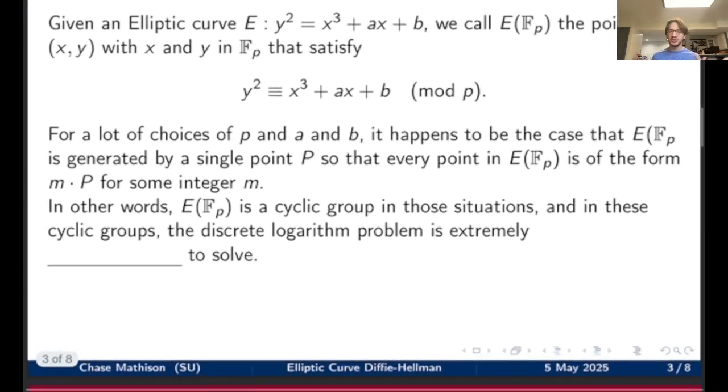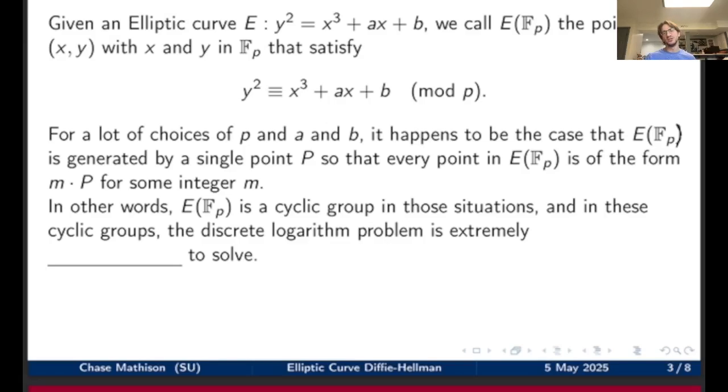For a lot of choices of p and a and b, it happens to be the case that E of Fp is generated by a single point capital P. Capital P has nothing to do necessarily with little p. I'm just using capital P for point and little p for prime. So for a lot of choices of p, a and b, there is a single generator of the whole group E of Fp, with that group being the group under that weird addition operation that we defined in the previous lectures.